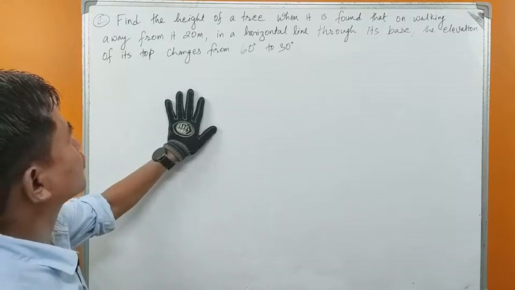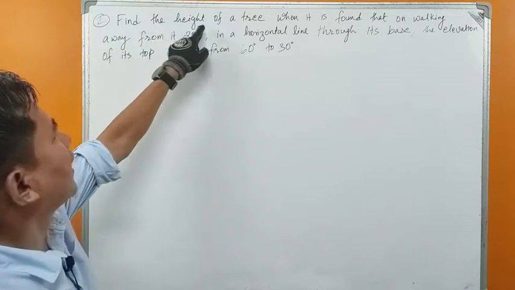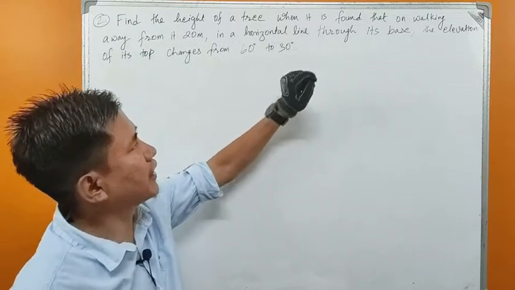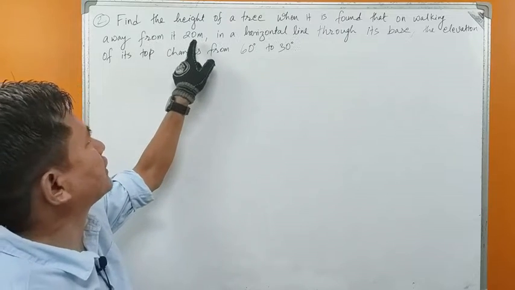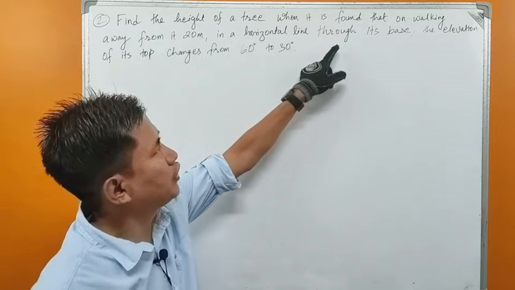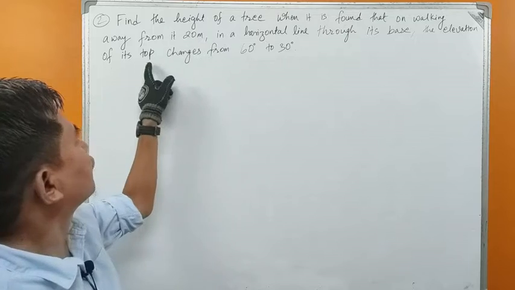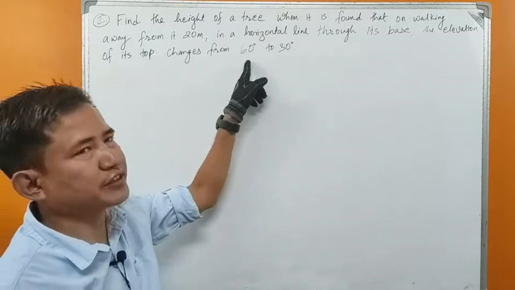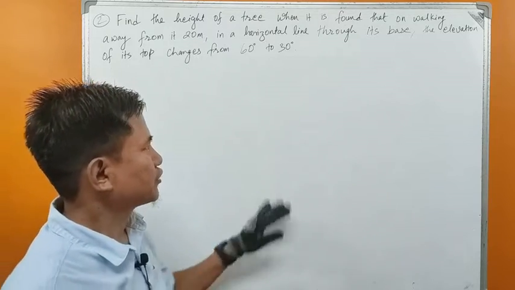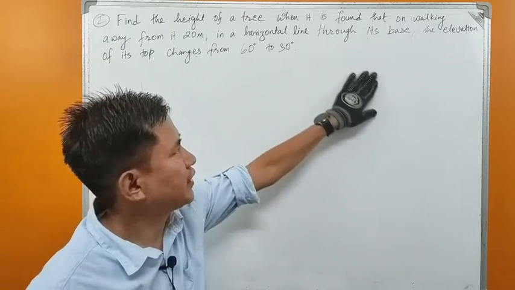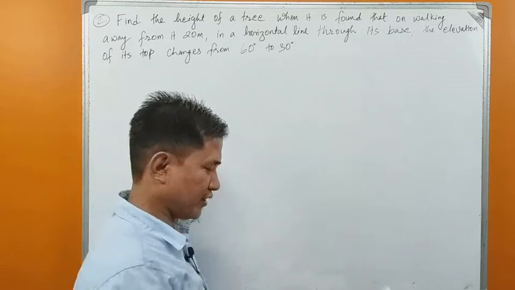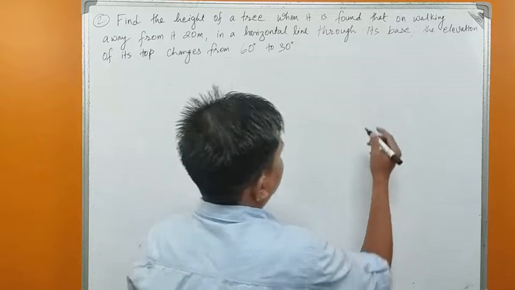Question 2 of exercise 22b. Find the height of a tree when it is found that on walking away 20 meters in a horizontal line through its base, the elevation of its top changes from 60 degrees to 30 degrees, okay? So let's draw the diagram and understand the question better, and then we will proceed to solve.